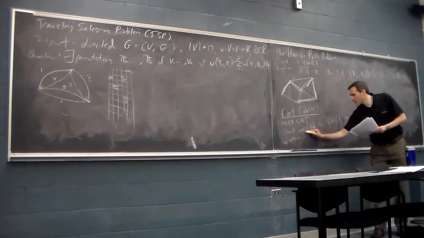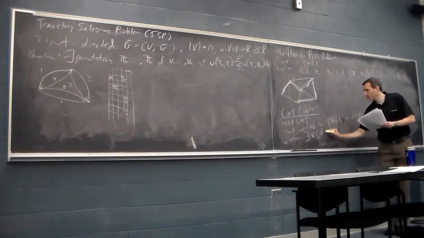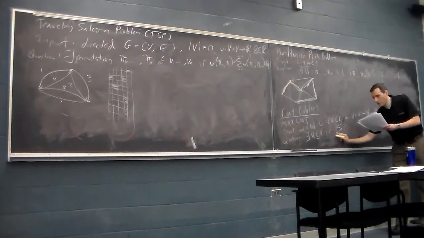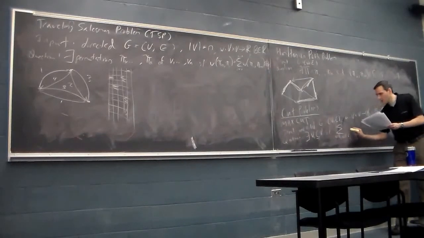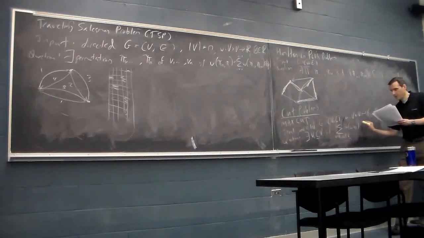is, does there exist, let's say, a subset of the vertices V1 such that the sum over vertices little v1 in big V1, and little v2 in V minus big V1, of the weight of (v1, v2) is greater than or equal to B.